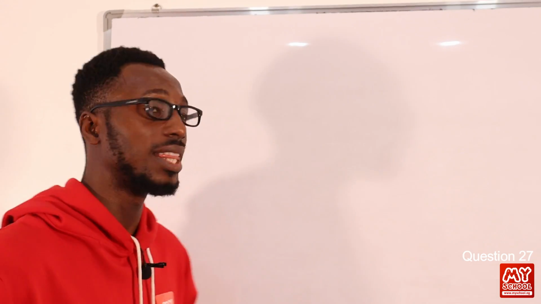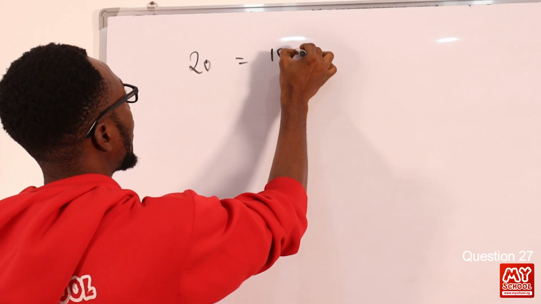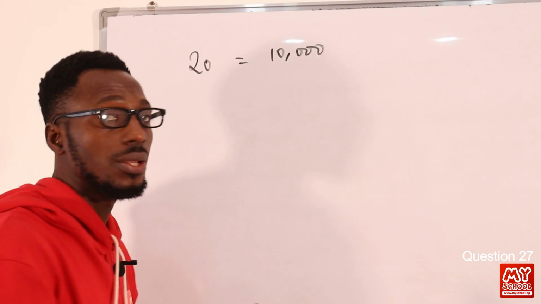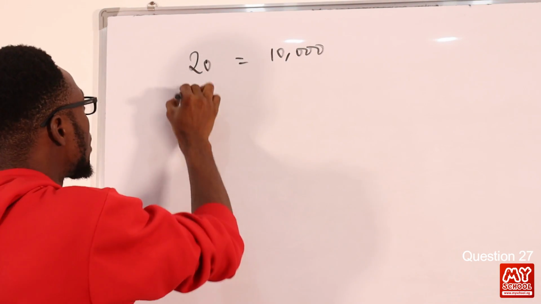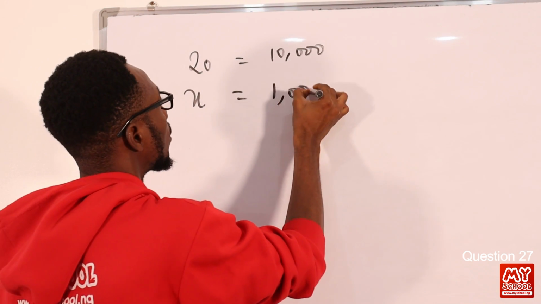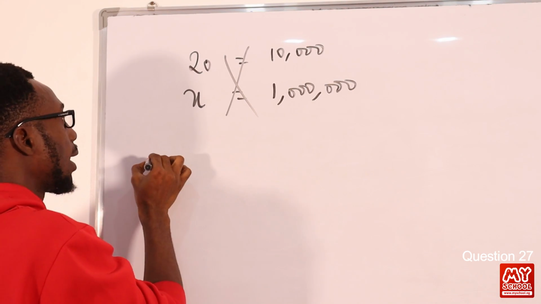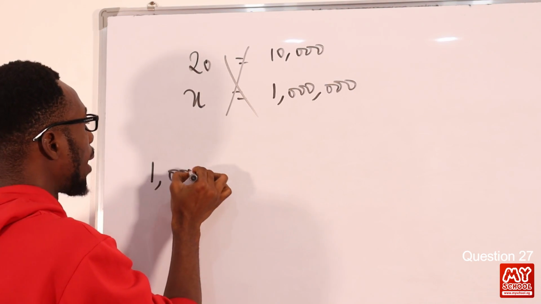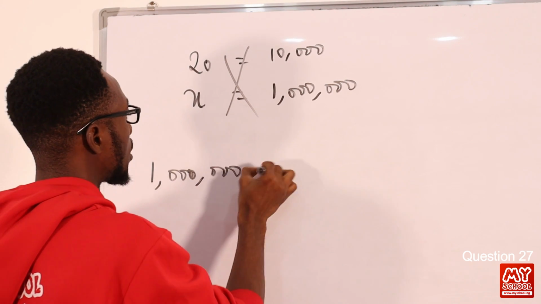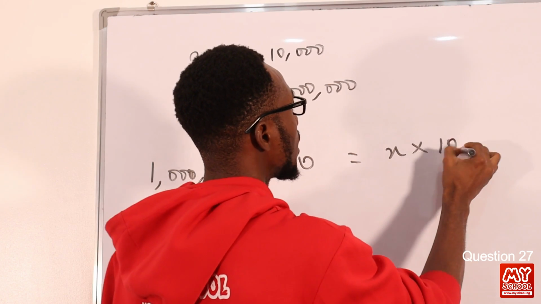So we are told that 20 students cost 10,000 naira. So I know 20 students equals 10,000 naira, right? We are asked, how many students can 1 million naira cover? What do we do? Just cross multiply. So basically I have 1 million times 20 equals x times 10,000.